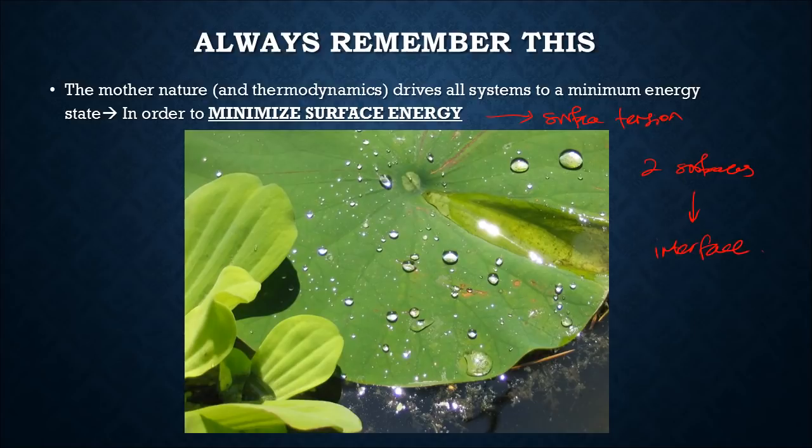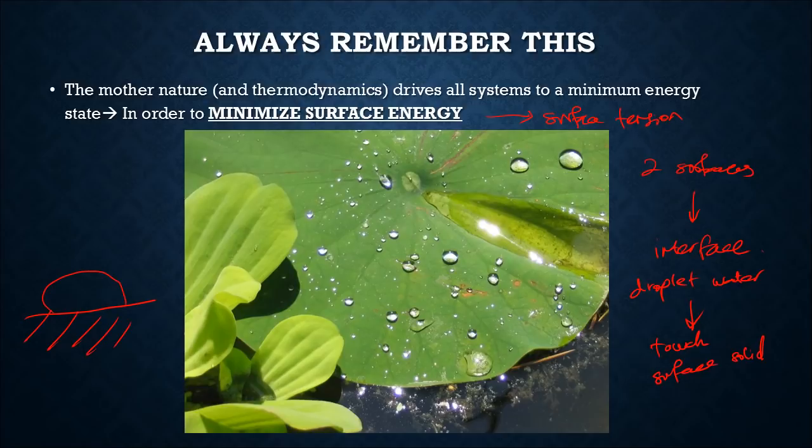Let's say you have a droplet of water that touches or meets another surface, for example a solid. Here is a solid and you have water. Or in this example you have the leaf here and you have the droplet of water here, and this droplet makes a certain contact angle to the surface of the solid or the surface of the leaf.